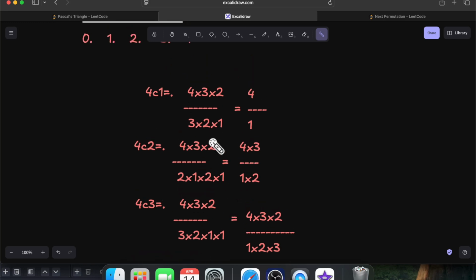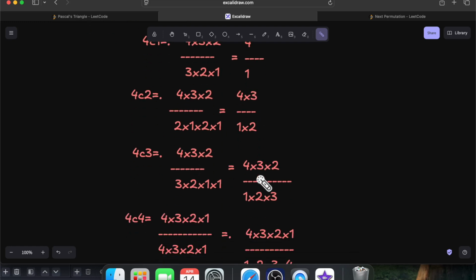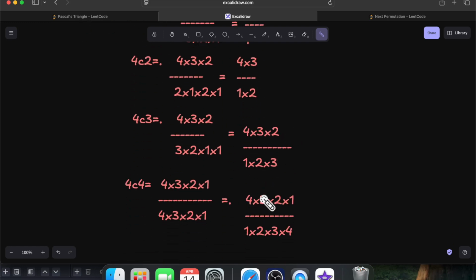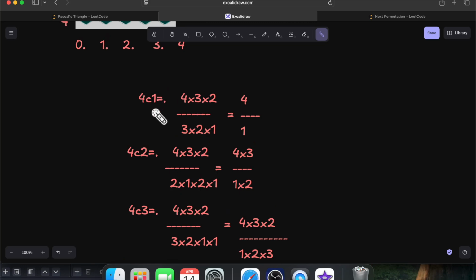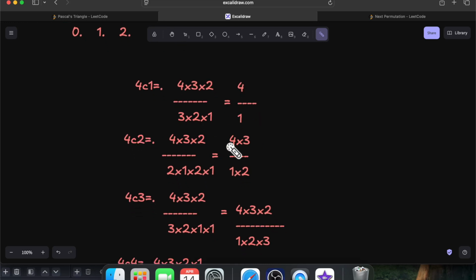After doing all this, you can observe a pattern. Here we got 4 by 1, and later we got 3 by 2. We used the previous value, and also 3 by 2 extra. Same like this, 4 3 2 over 1 2 3. There is a pattern: the numerator is decreasing and the denominator is increasing. For column value 1, there is one number in the numerator and one number in the denominator. Same for column 2, there are 2 numbers in the numerator and 2 numbers in the denominator, and the numerator is always going in descending order.